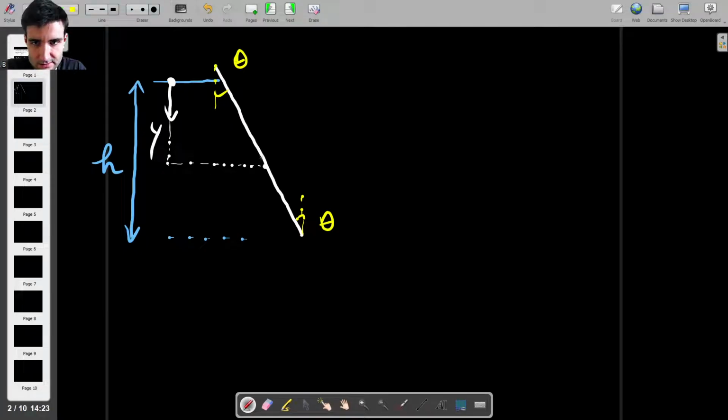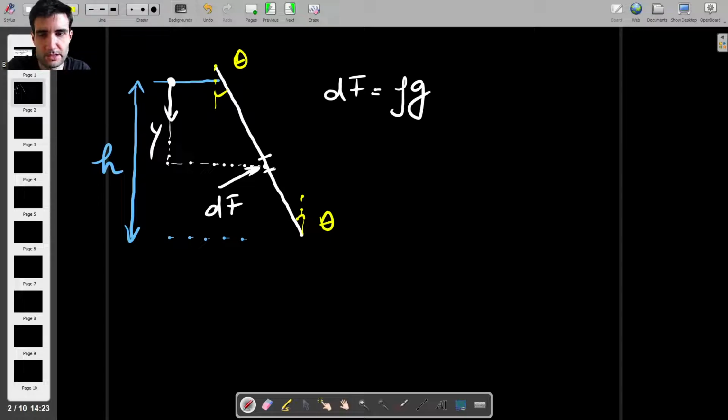Okay, and at this depth I'm going to try and find what is the infinitesimal force at that location due to the pressure. So in other words, I'm going to find this dF. So this dF is rho g, multiplied by y. So this is the hydrostatic pressure so far, and then we multiply this by the area. And the area is given by the length of that infinitesimal element, which I'm going to call dl. And I'm going to come back to that in a second.